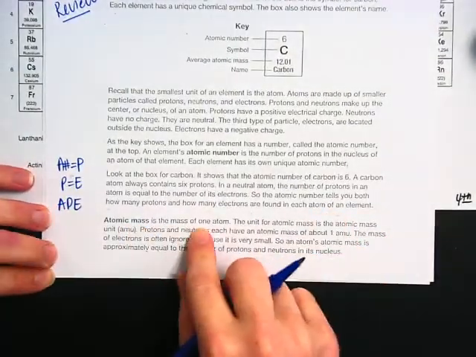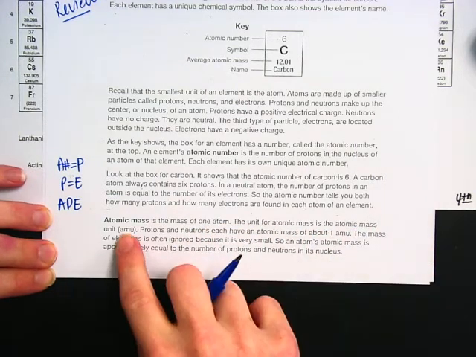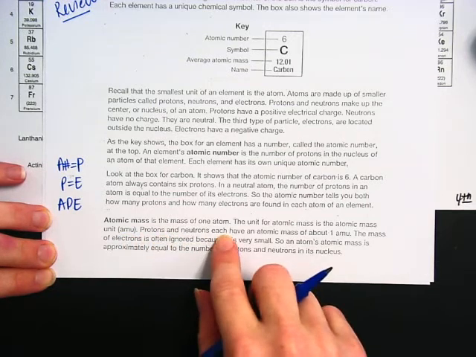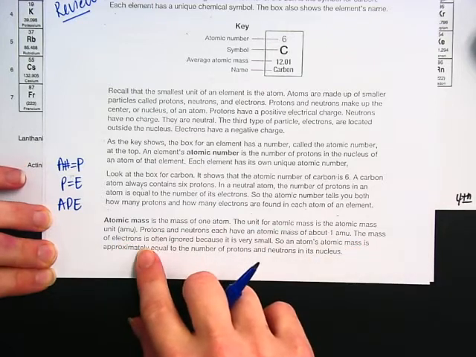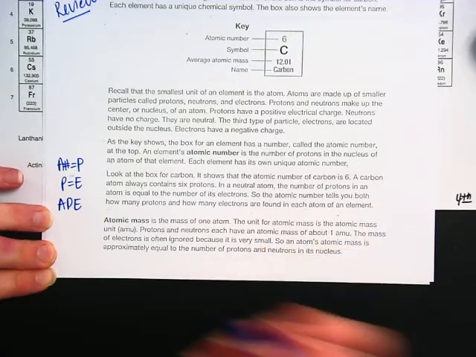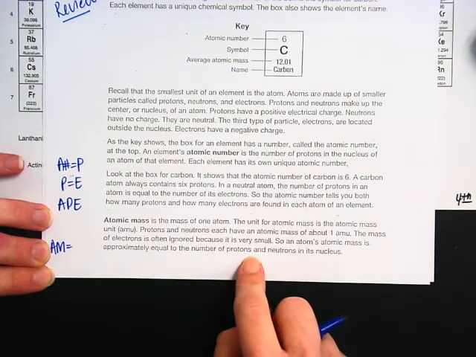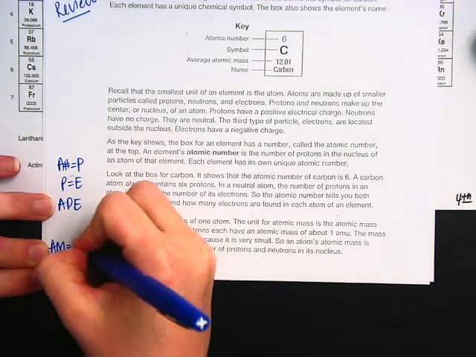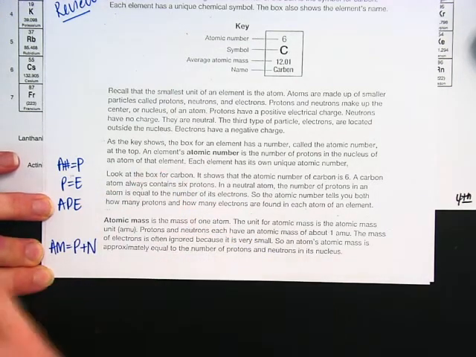Atomic mass is the mass of one atom. The unit for atomic mass is the atomic mass unit, or AMU. Protons and neutrons each have an atomic mass of about 1 AMU. The mass of electrons is often ignored because it is very small. So an atom's atomic mass is approximately equal to the number of protons and neutrons in its nucleus. Protons and neutrons would be P plus N. These are all formulas we've already talked about. You've already been tested on these, okay? This should be review.